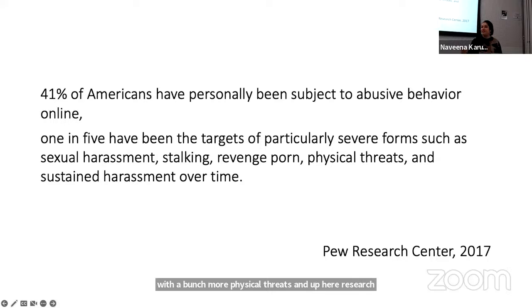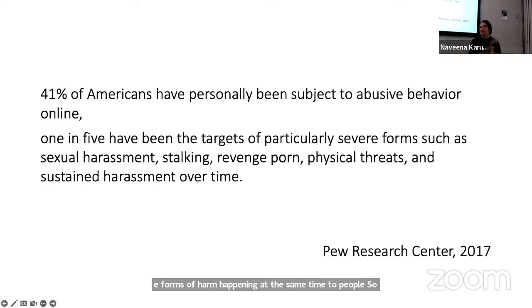And Pew Research does this same survey almost every year. And when you look at the trends, it's getting way worse, especially in the worst forms like sexual harassment and doxing. The thing that's getting worse is multiple forms of harm happening at the same time to people. So it feels like it's getting more and more coordinated.